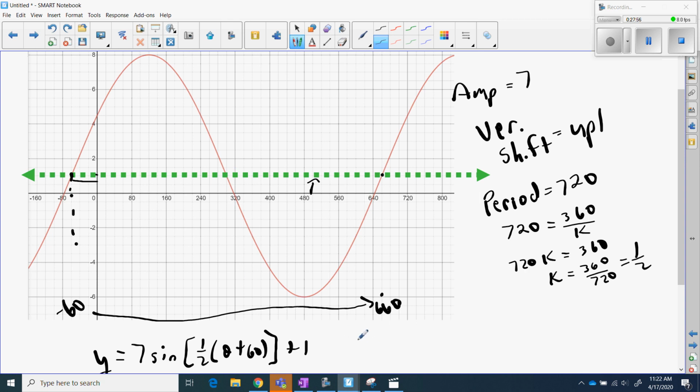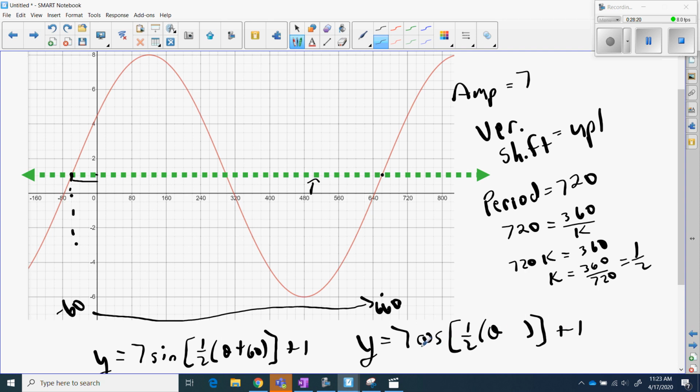Okay, now I'm going to do a cosine. So Y equals 7 cosine 1/2 theta. Leave some room. We'll come back to that one. Plus 1. Remember, none of that stuff changes. So your amplitude, your K value, and your vertical shift do not change whether you're going sine, cosine, negative cosine.